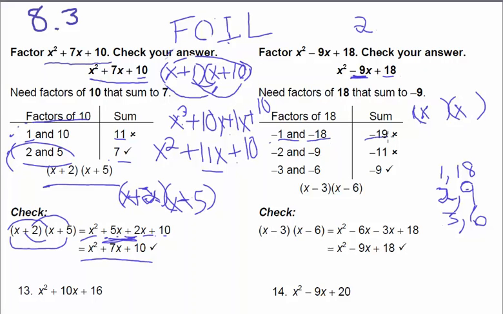That gives me negative 19 though, and that doesn't work. And then they did negative 2 times negative 9. That would equal positive 18. If I add those together, I get negative 11. That's not right yet either.